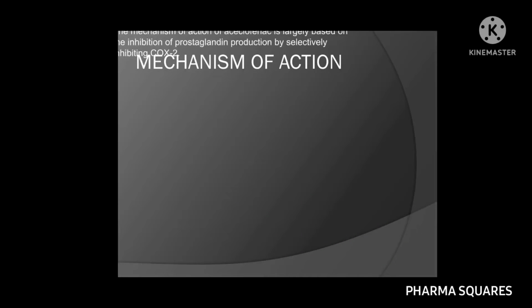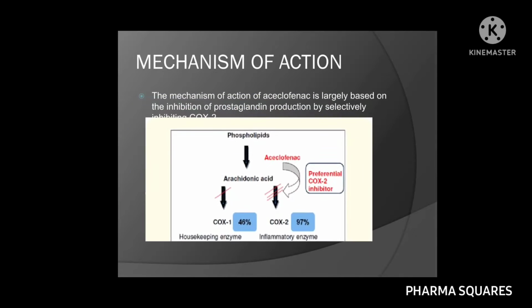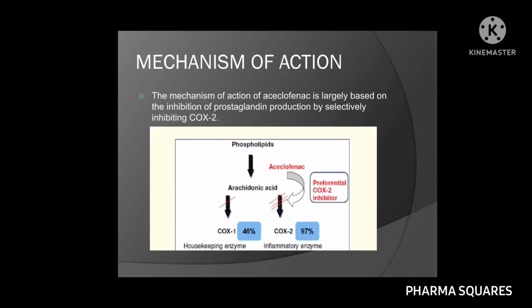Coming on to the mechanism of action, the mechanism of action of aceclofenac is largely based on the inhibition of prostaglandin production by selectively inhibiting the COX-2 enzyme. This is the picture description of the mechanism of action of aceclofenac.